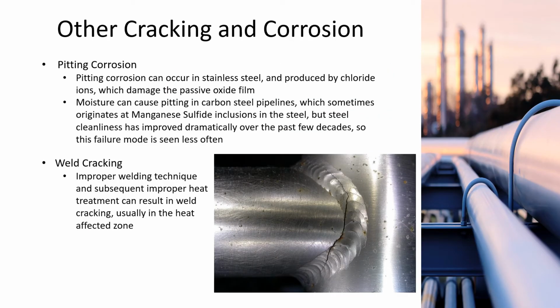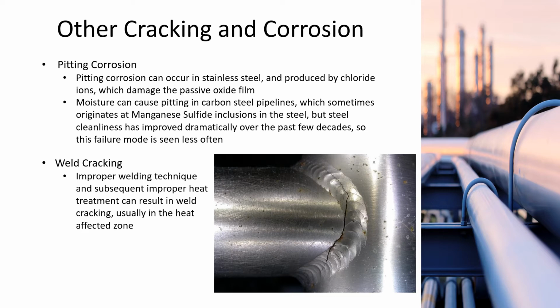For the last slide on design, I wanted to bring up that there's numerous other methods that pipelines can crack and corrode. Two of these are pitting corrosion, which can occur in stainless steel. It's produced by chloride ions, which damage the passive oxide film, and weld cracking, where there's an improper welding technique and improper heat treatment, and then you get a crack that runs through the weld.